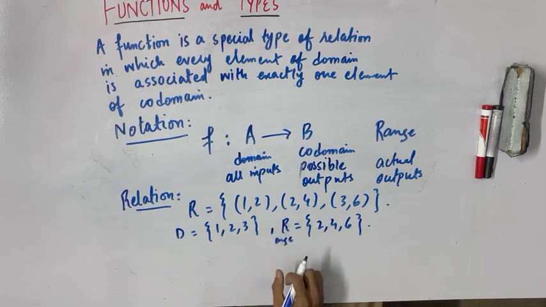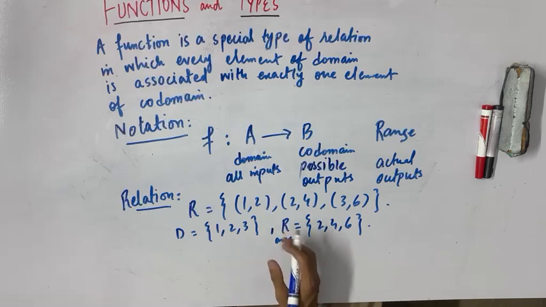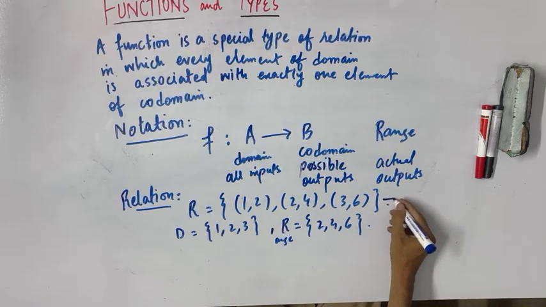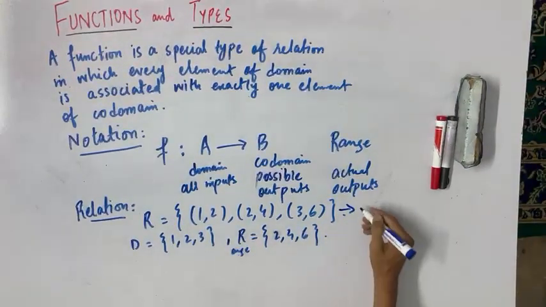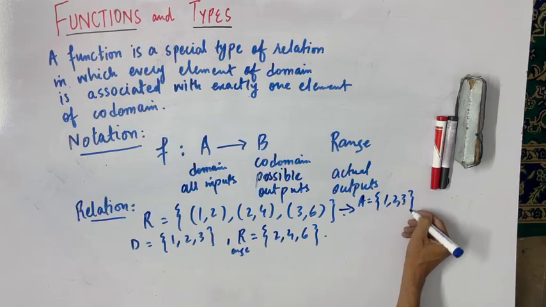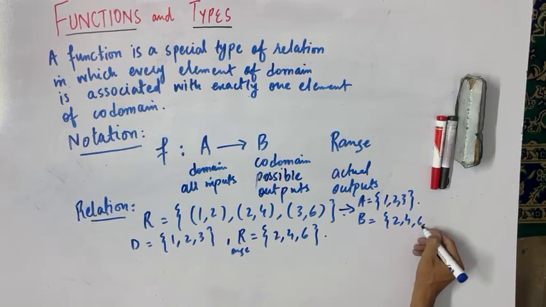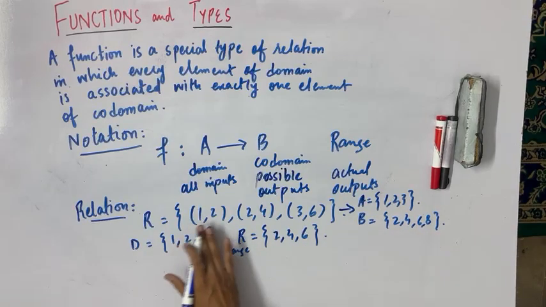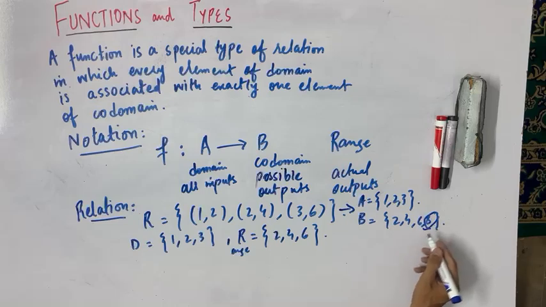But if we talk about the codomain, right now we see that the codomain is also 2, 4, 6, but it depends on the actual sets which are given. Maybe this particular relation is derived from these two sets. Set A is 1, 2, 3 and set B is 2, 4, 6, 8. So you can see over here in this relation 8 is not coming. It means that 8 is part of the codomain.